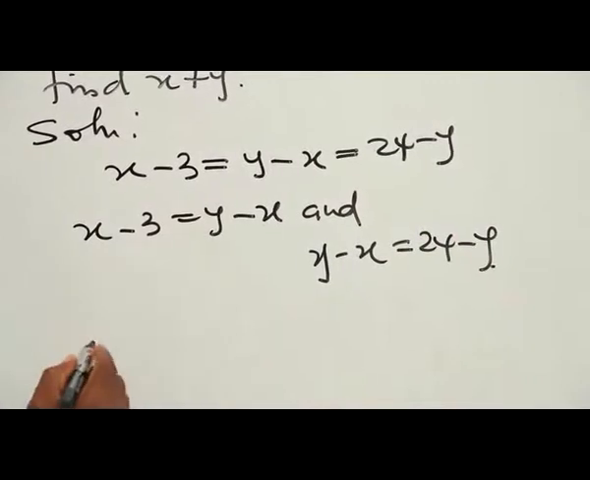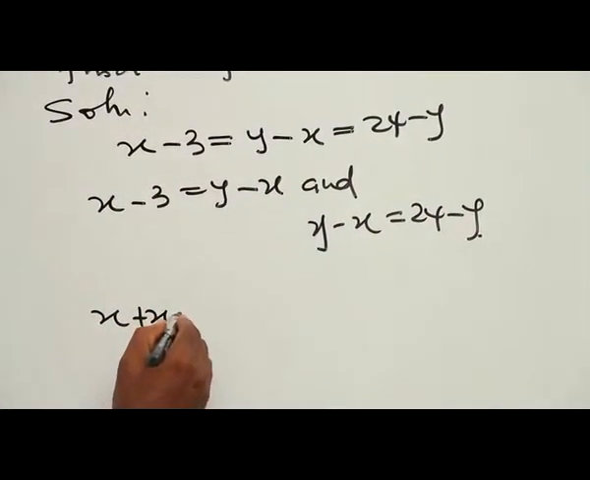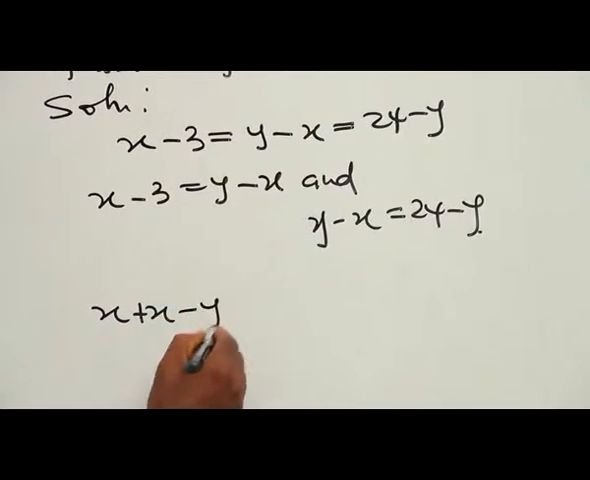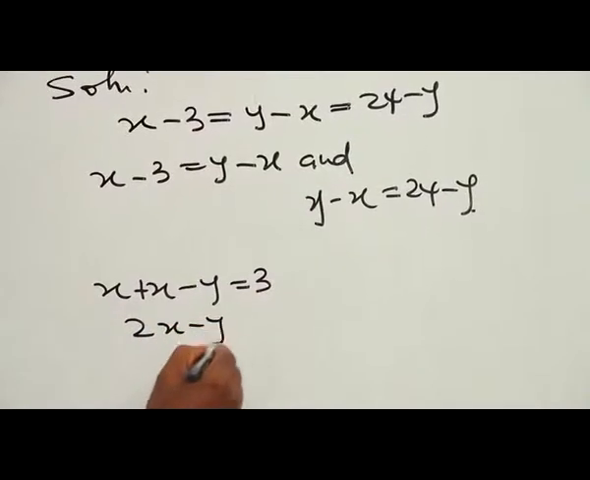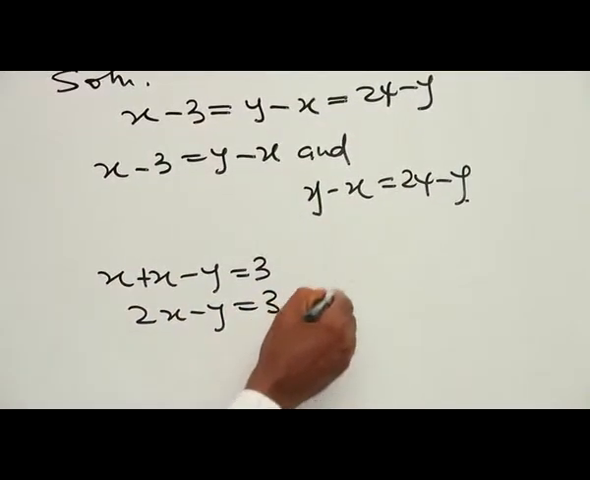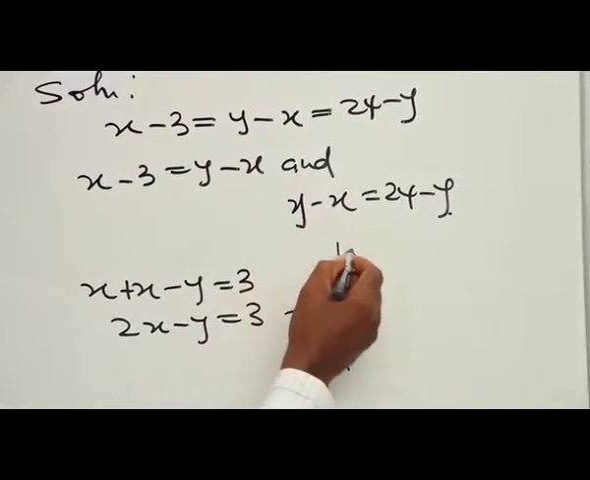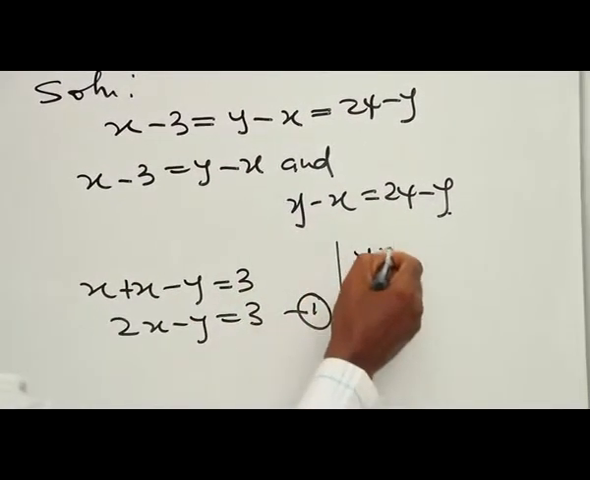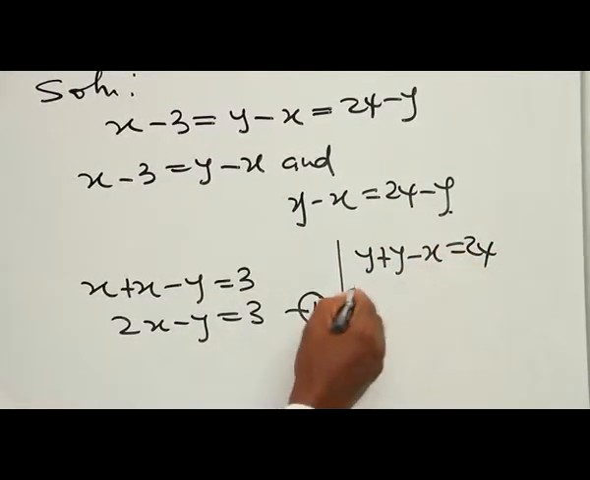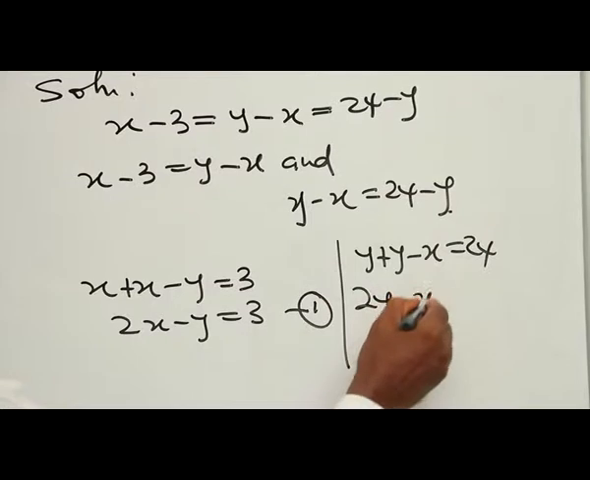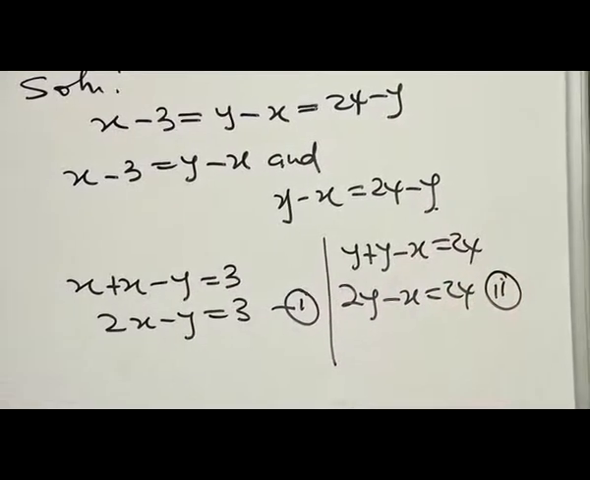In the first case, we have that s plus s minus y is equal to 3, giving you 2s minus y equal to 3. This is your first equation. Then we do the same thing for the second one, where you have y plus y minus s is equal to 24. This is 2y minus s equal to 24. We have the second equation.